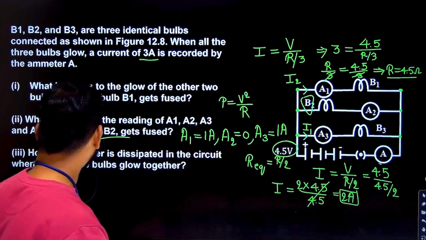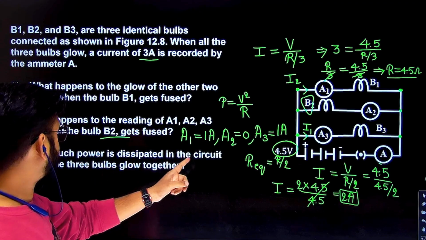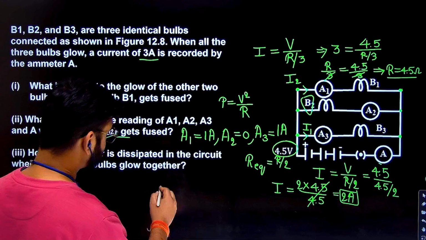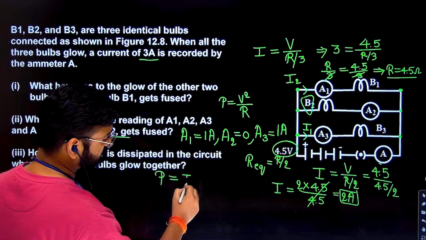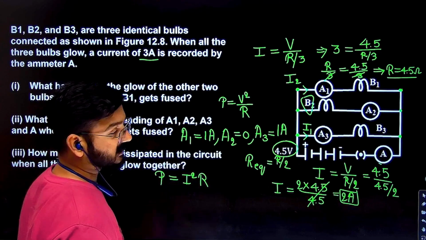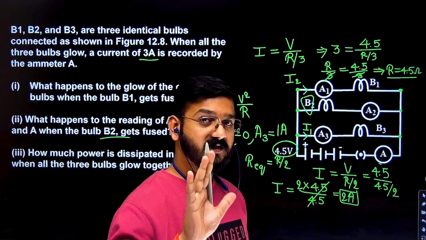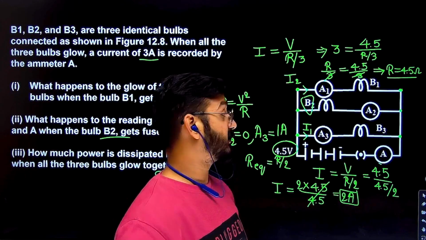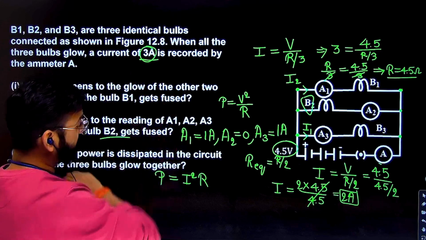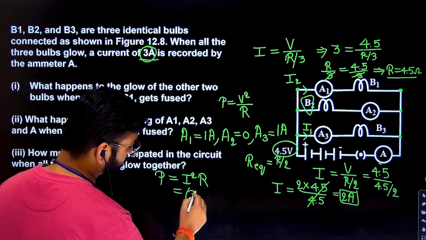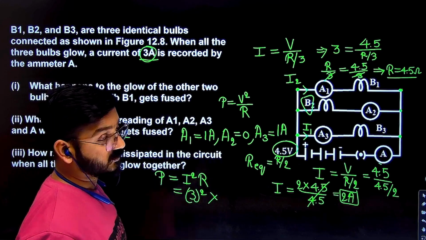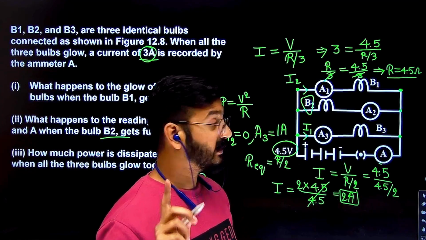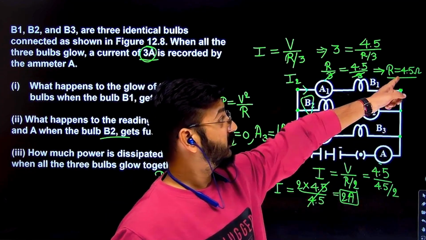Now, the last part of this question: how much power is dissipated in this circuit when all the three bulbs glow together? For power dissipated in the circuit, we will use I square R. This time they are telling that all the three bulbs are working fine. So when all the three bulbs are working fine, what was the total current given in the circuit? 3 ampere. So current will be 3, so 3 square. And what was the total resistance? R by 3, correct? So what is R? 4.5.